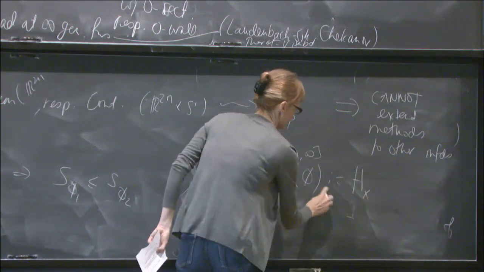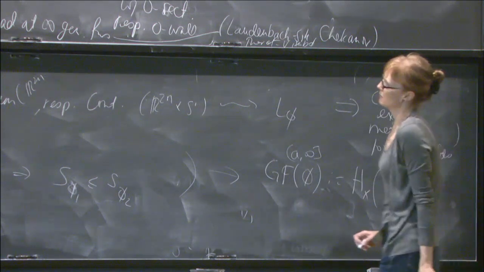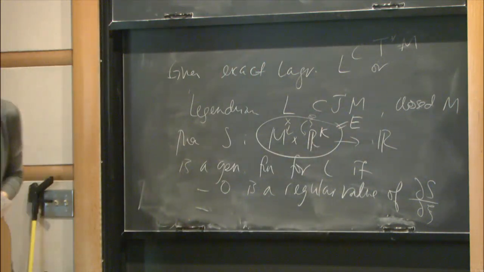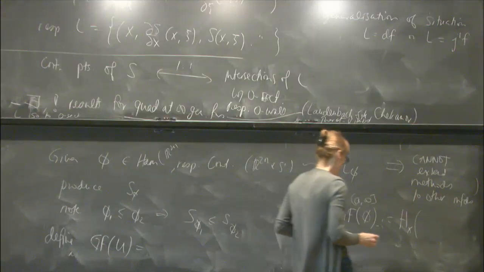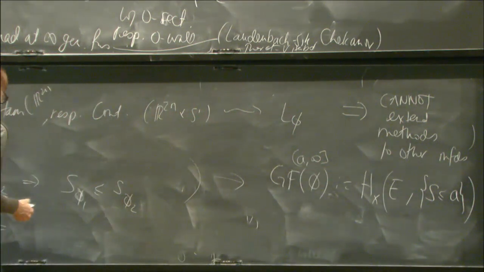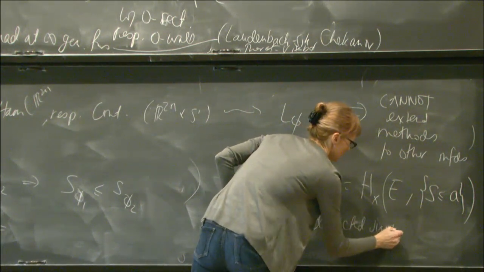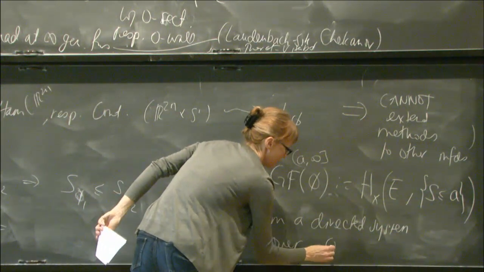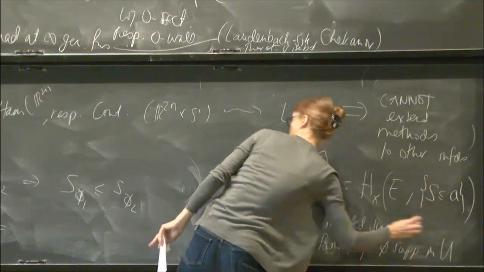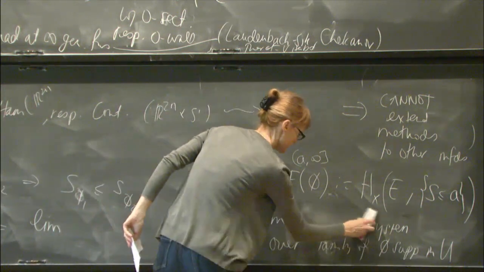which are equal to the homology of, let me call this E, and then here we're looking at homology of E relative to S less than or equal to A. Those will be the GF homology groups, and then the claim is that they form a directed system over a family of phi supported in the domain U, and we take inverse, inverse systems is what I want to say.